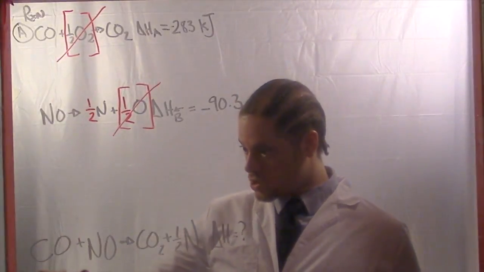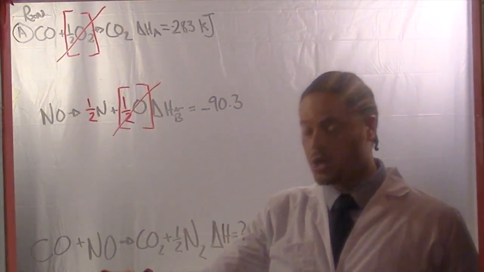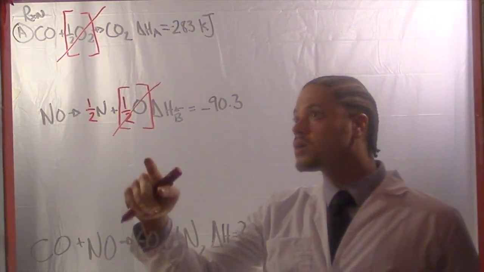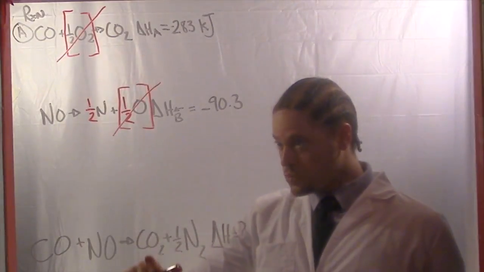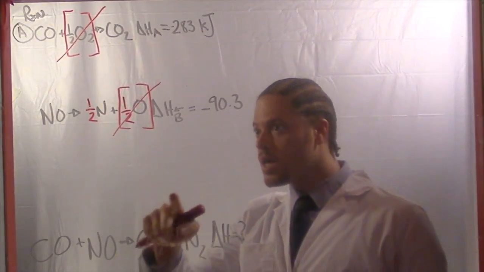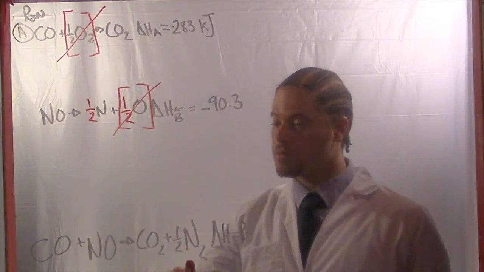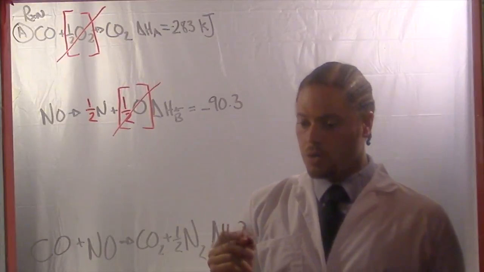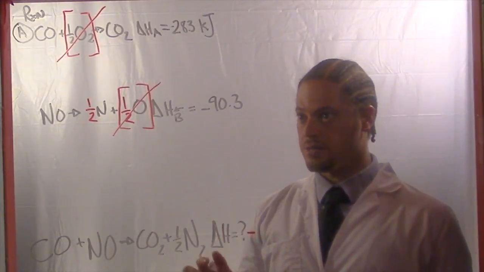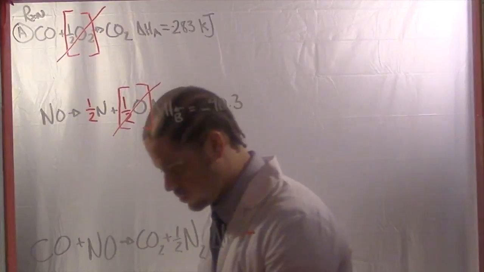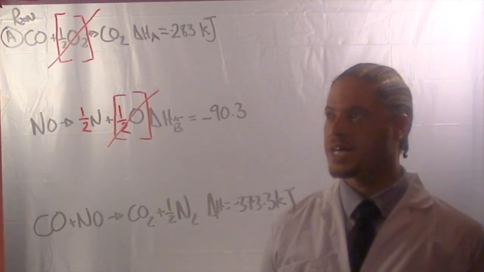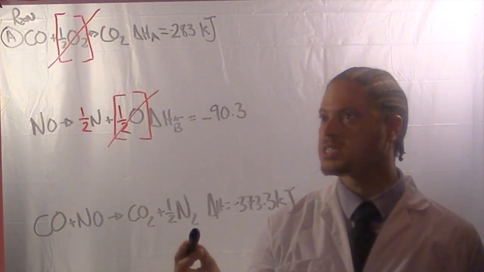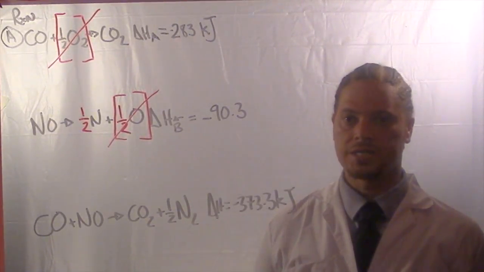I've got CO, CO, NO, NO in the reagents, and then that produces CO2, CO2, and 1/2 N2. A negative value and a negative value will produce a negative value. When you combine reaction A with the reversed reaction B, you get this reaction, and the change of H has a new value of that.